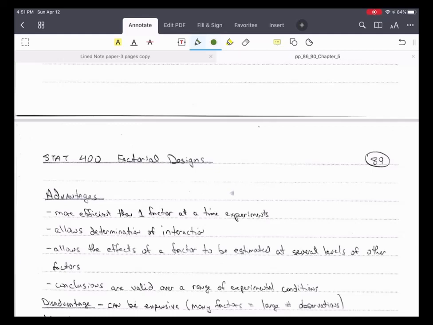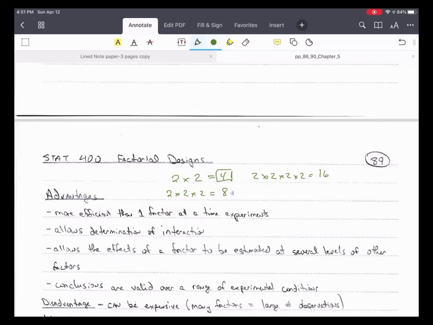The disadvantage is that it could be expensive if there are many factors. For our design, we had 2 factors and 2 levels for 4 experiments. But as soon as I go and add another factor, it's 2 times 2 times 2, that's 8. And for 4 factors, 2 times 2 times 2 times 2 is 16.